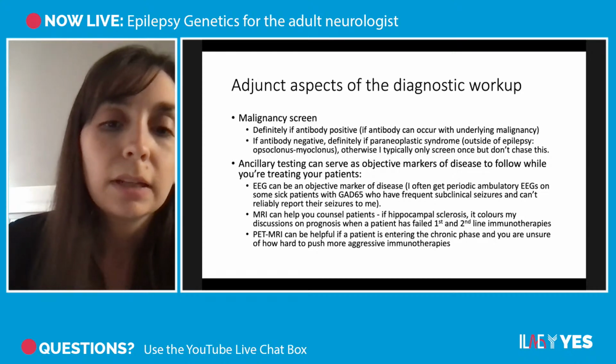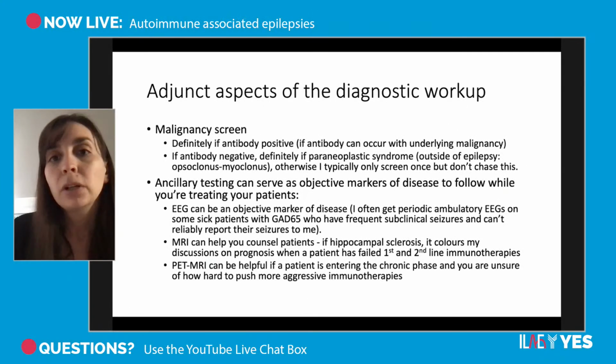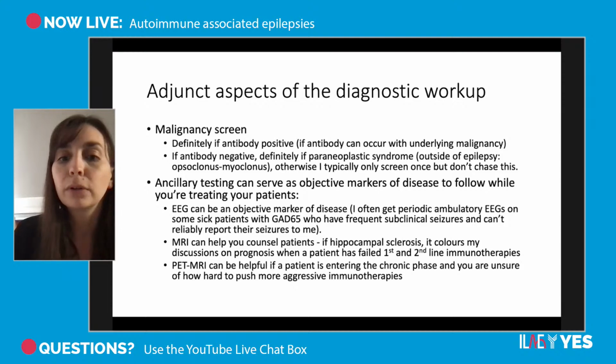And lastly, I often get PET MRIs in patients who are entering the chronic phase. I've been treating them for over 6 months. They're still having severe seizures, and I want to know how hard to push for aggressive immunotherapy, because when I see hypermetabolism, that can sort of support that route.